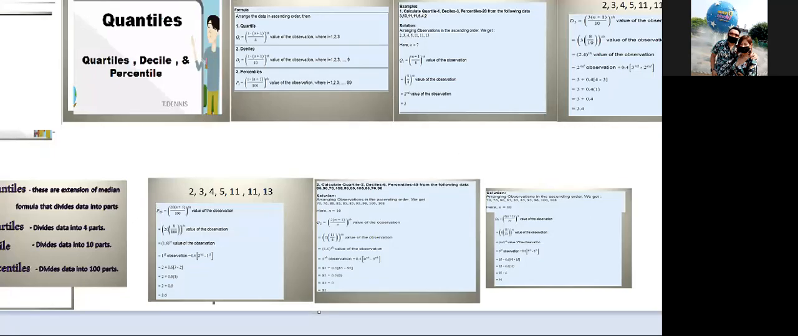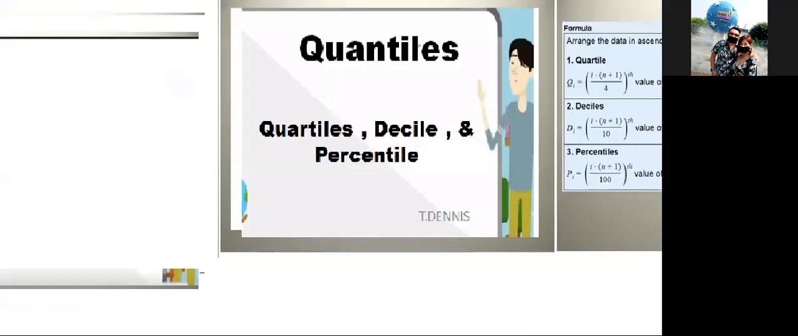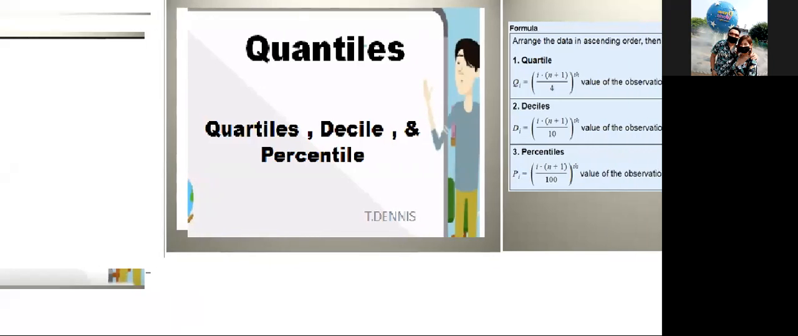Okay, so today basically we will talk about quantiles, quartiles, deciles, and percentiles. Quantiles are actually an extension of the median formula. We have quartiles which divide our data into four, and we also have deciles.